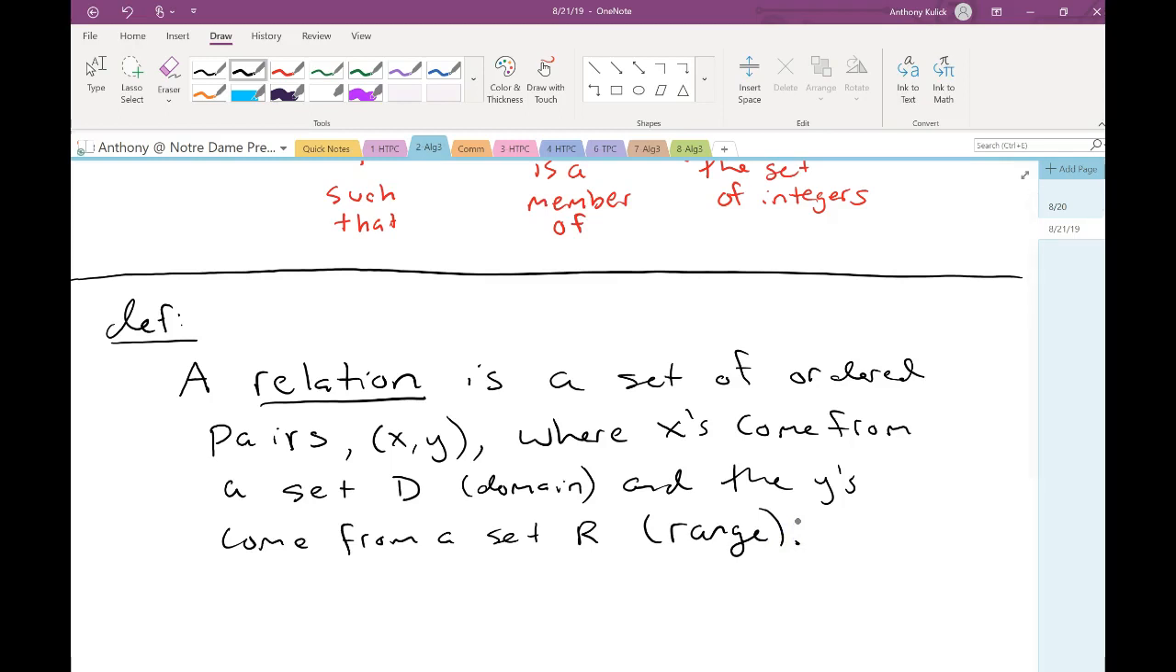So a relation is a set of ordered pairs. So when I talk about ordered pairs, I mean x, y's, just like we had points in geometry, where the x's are coming from a set D that we call the domain, and the y's come from a set R that we call a range.